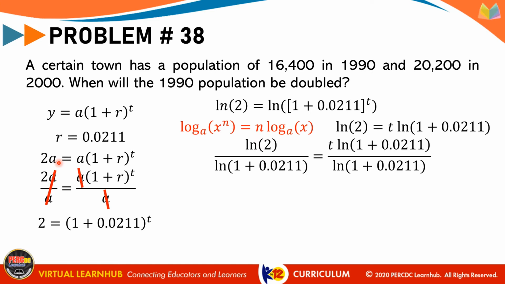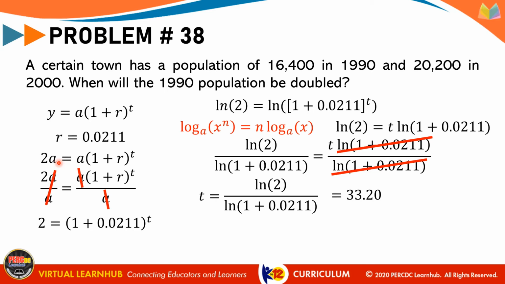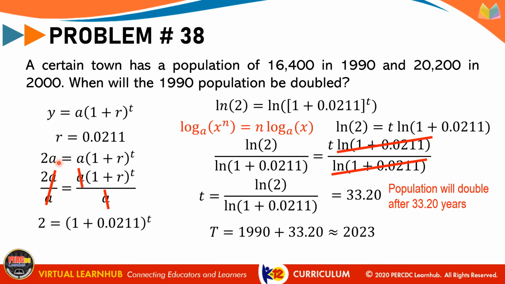So, solving for t, we divide both sides by ln of 1 plus 0.0211, giving us t equals ln of 2 over ln of 1 plus 0.0211. And that is approximately 33.20 years. However, the question is asking for the year, so we will add 1990 to our year, thus giving us approximately year 2023. The population will double on the year 2023.